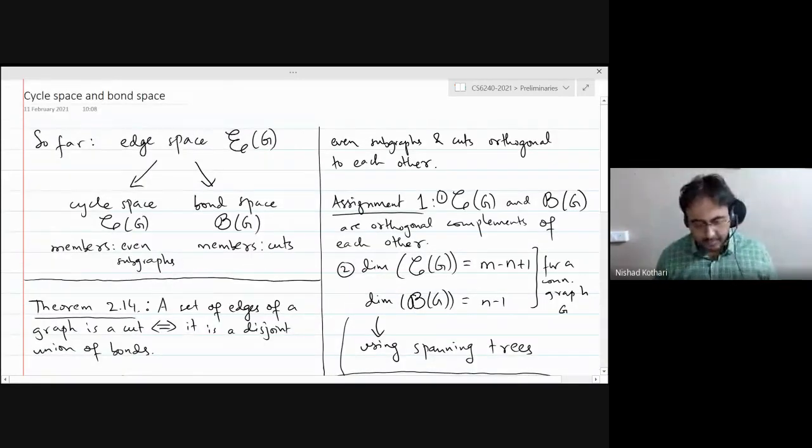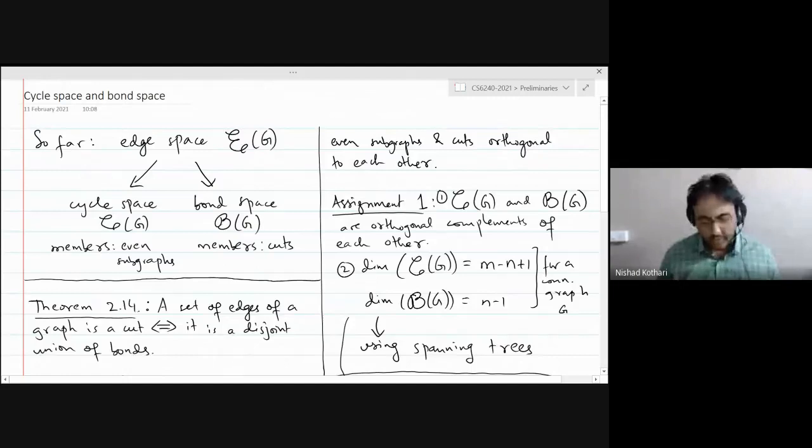All right, so today I just want to quickly wrap up the discussion about cycle space and bond space that we have been having for the last few lectures, and I want to move on to the second module, connectivity of graphs. So I'm not going to do any proofs today. Let's just do a quick review.